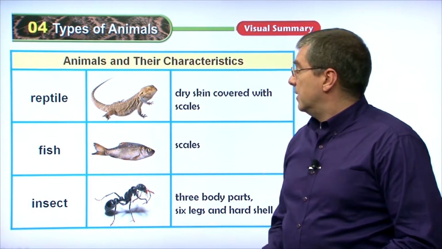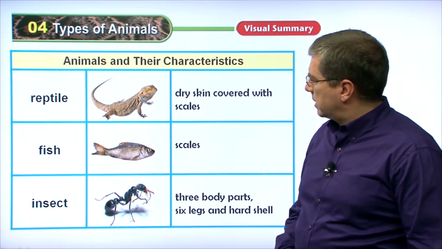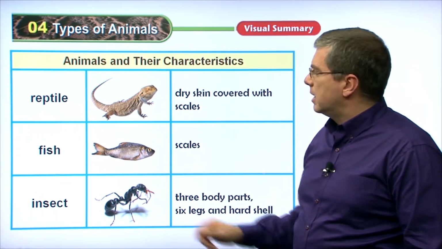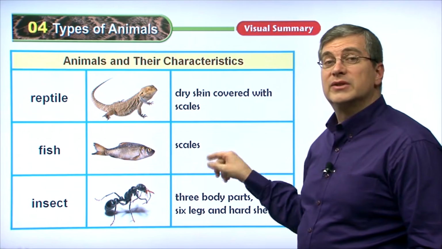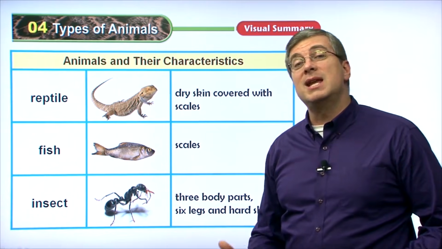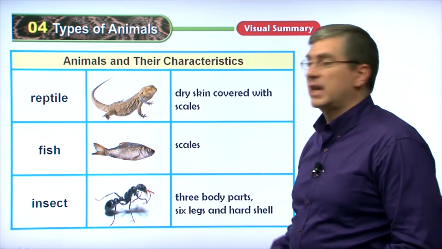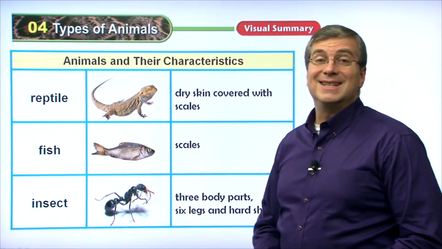What about fish? Fish also have scales. We can see that. It seems a little bit short here, but we can also remember fish live underwater and have scales for skin. So fish live underwater. They can breathe underwater, and they have scales on their skin. Okay, the last group here, of course, is insect.